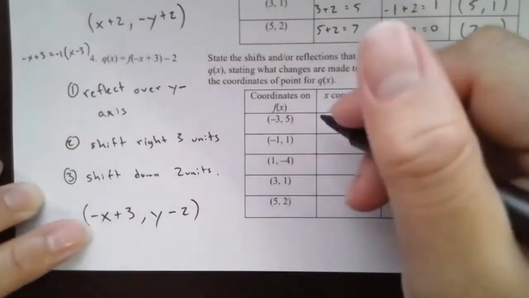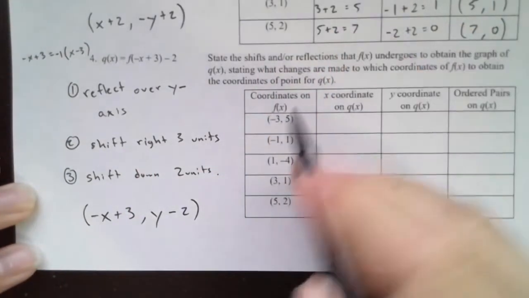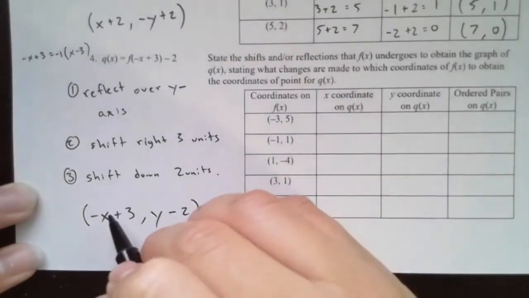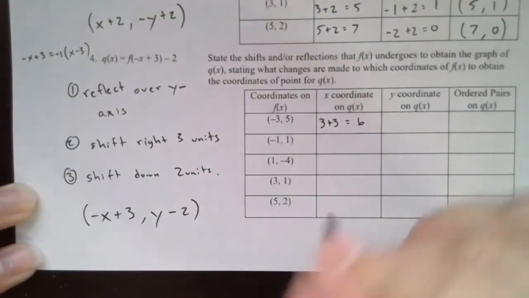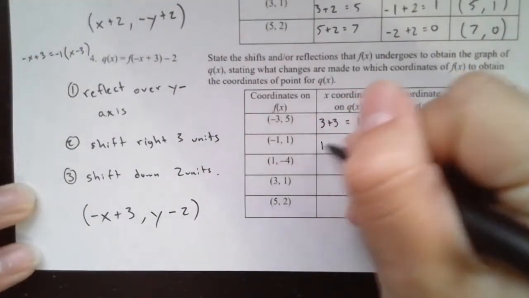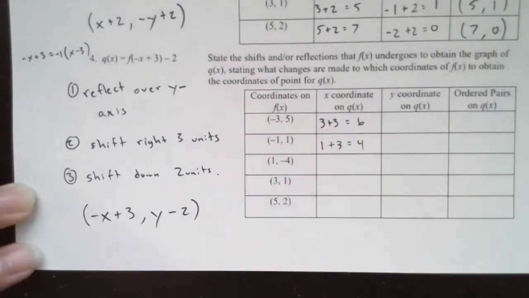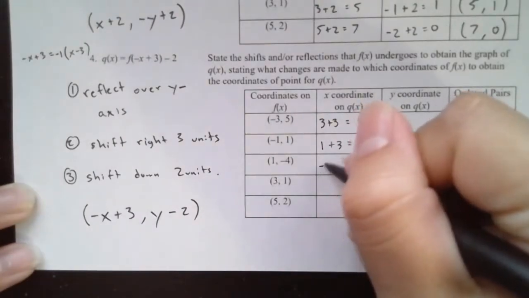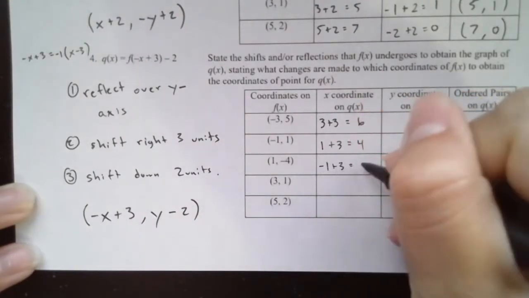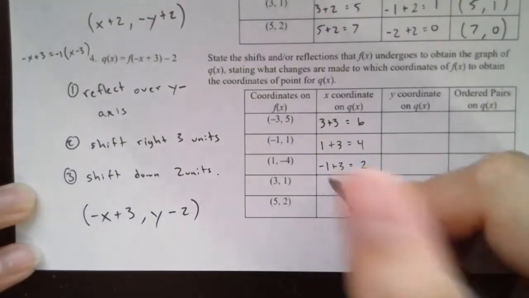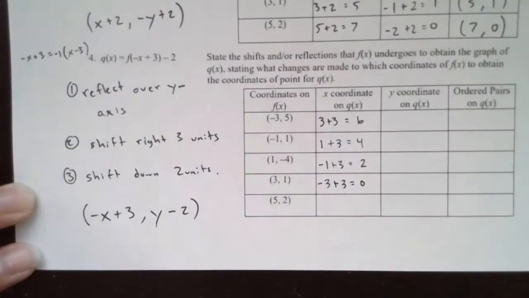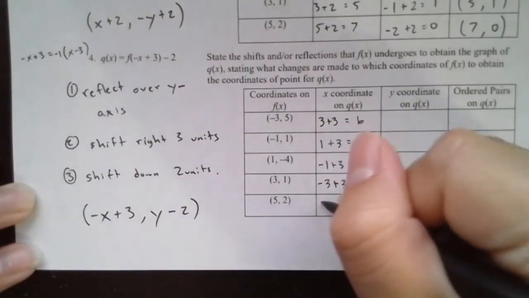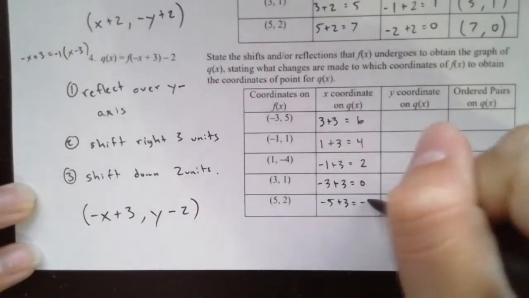So I get, it's negative 3, so negative x becomes positive 3 plus 3, you get 6. Positive 1 plus 3, you're going to get 4. Negative 1 plus 3, you get 2. Negative 3 plus 3, you're going to get 0. Negative 5 plus 3, you get negative 2.